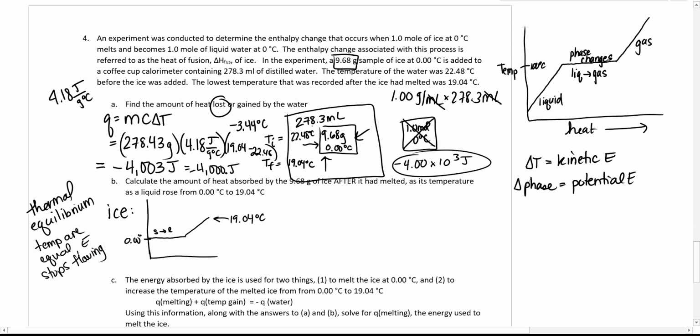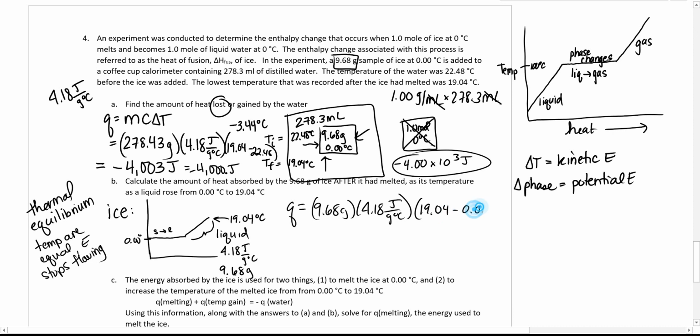So we put the ice in the water, the system reaches thermal equilibrium, our final temperature was 19.04. Okay, so we're going to figure out how much energy was absorbed during this section of time. That's when the ice is already melted, so now it's a liquid. The specific heat of liquid water is 4.18 joules per gram degree Celsius. And the mass of our ice was 9.68 grams. So to find Q, our mass is 9.68 grams, specific heat is 4.18 joules per gram degree Celsius, and the temperature change is 19.04 minus 0.